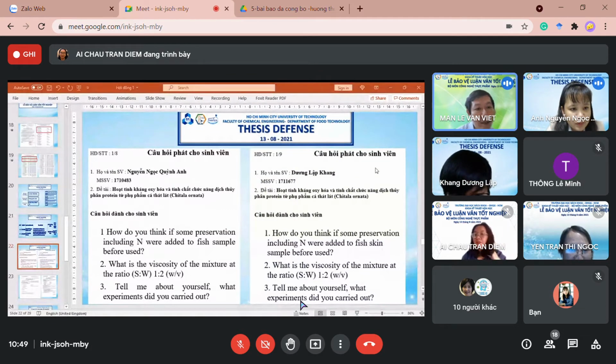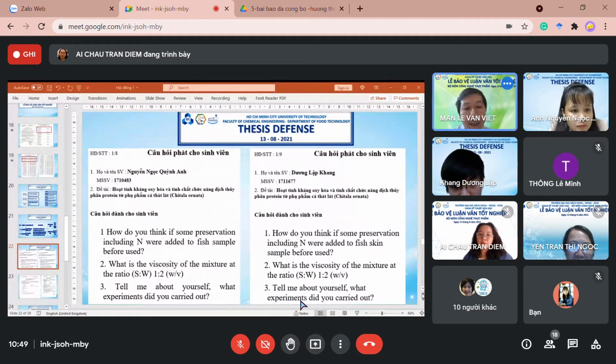Question 1. Additional nitrogen for the fish sample is observed during the preservation. Is that correct? Yes or no?